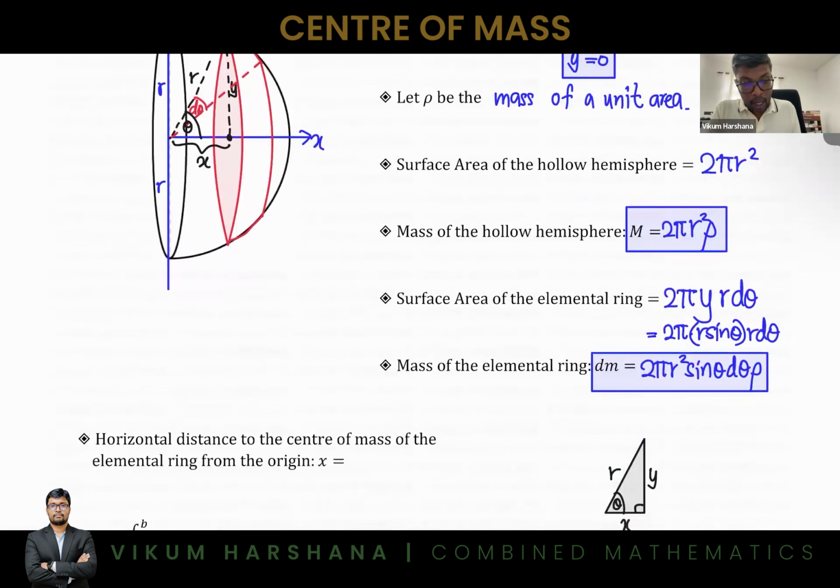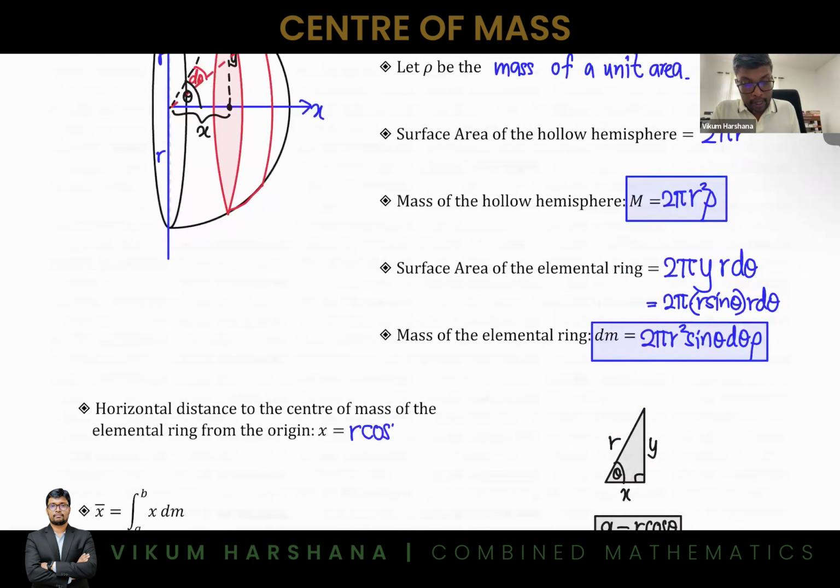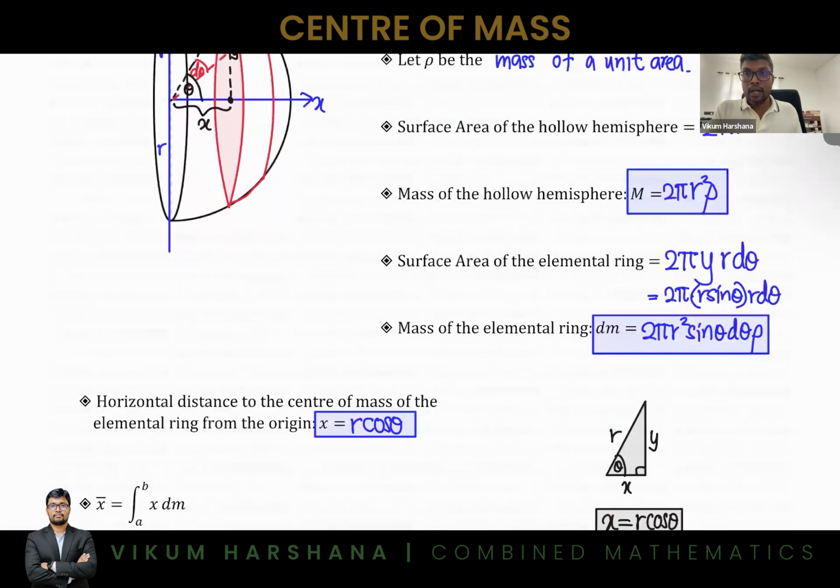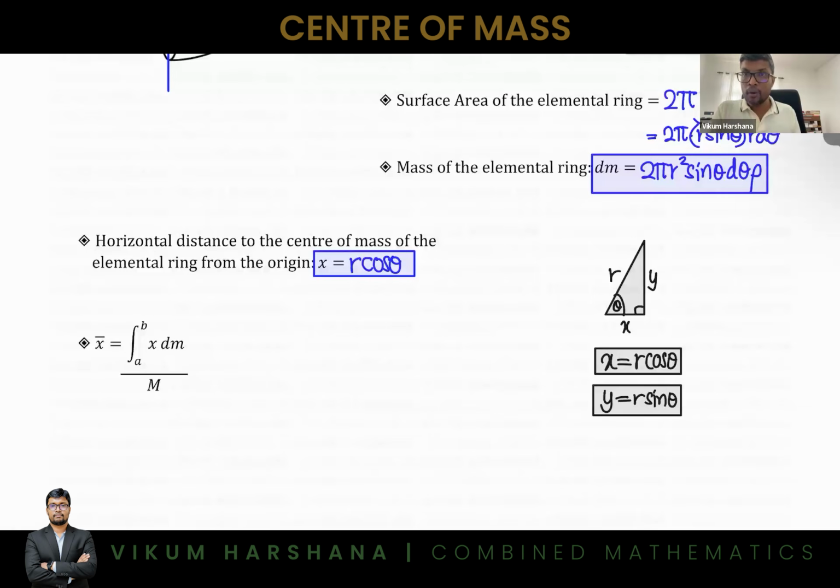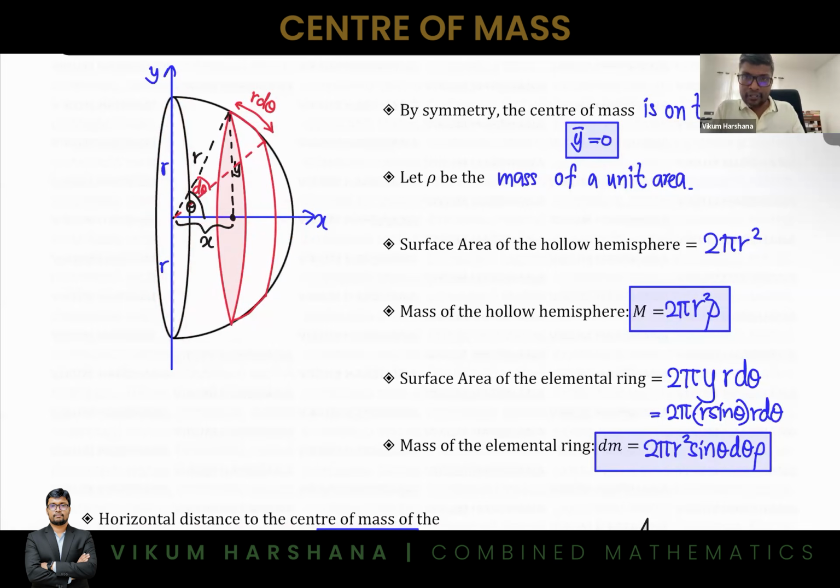Now x is not x anymore. It's all about r cos theta, because why? We are going to change the variable now. In this question, most of the time it was x. Now it is going to be theta. So we are going to write every part in terms of theta. It's like integration by substitution. We have to convert all the letters into one single variable. In this particular question, it's theta.